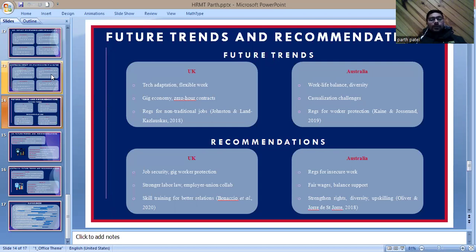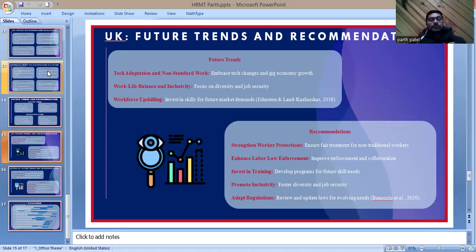The British government is advised to apply some aims and regulations for the workers, and the Australian government should leverage to deal with the contract, and they should encourage reasonable salaries, as well as balance life and a good working environment. Next, the future trends and recommendations.